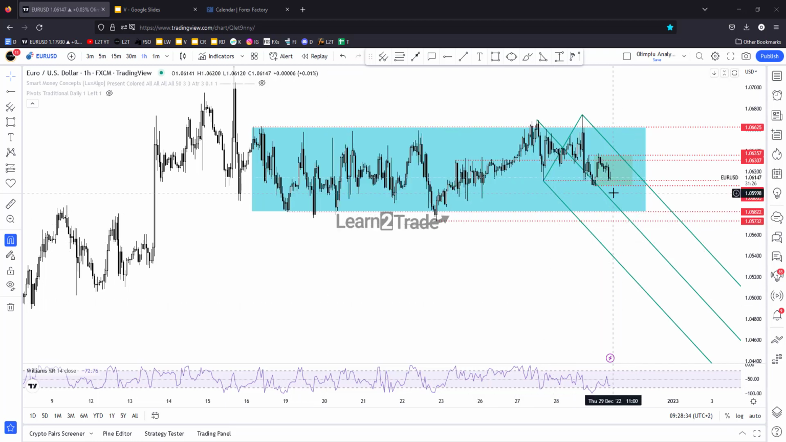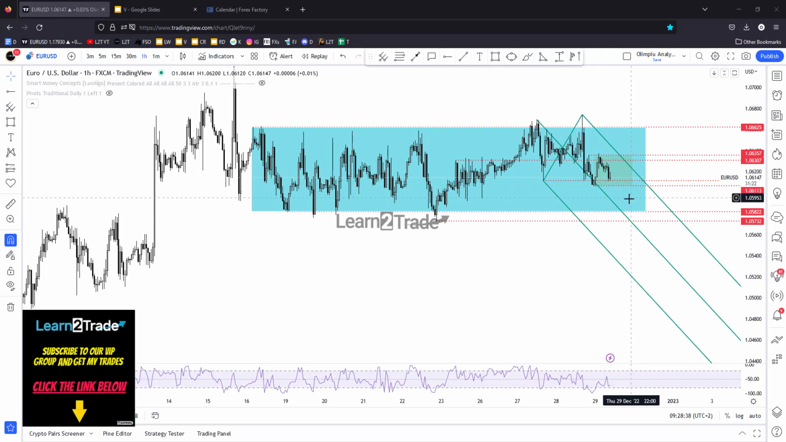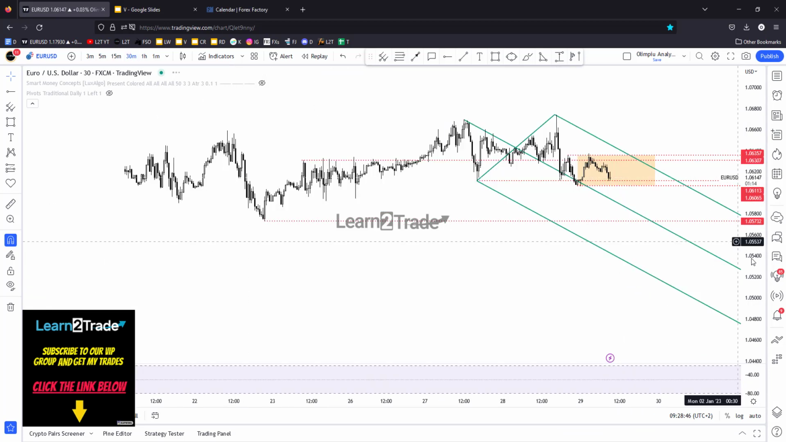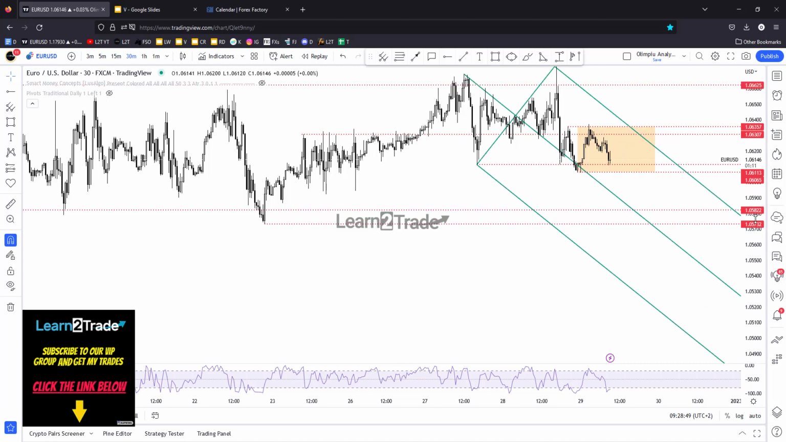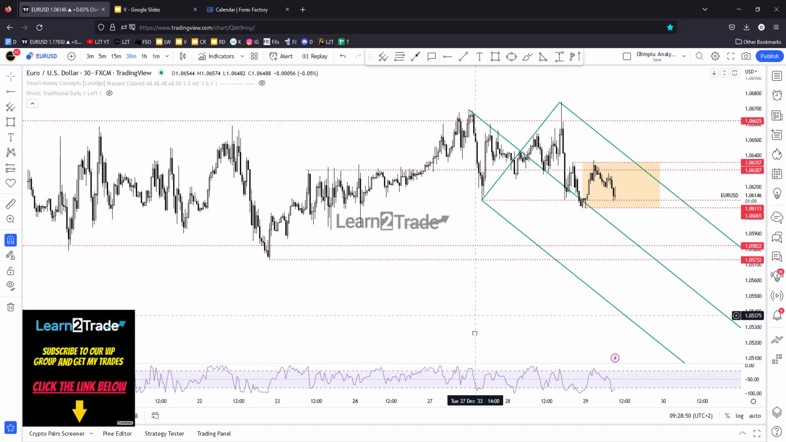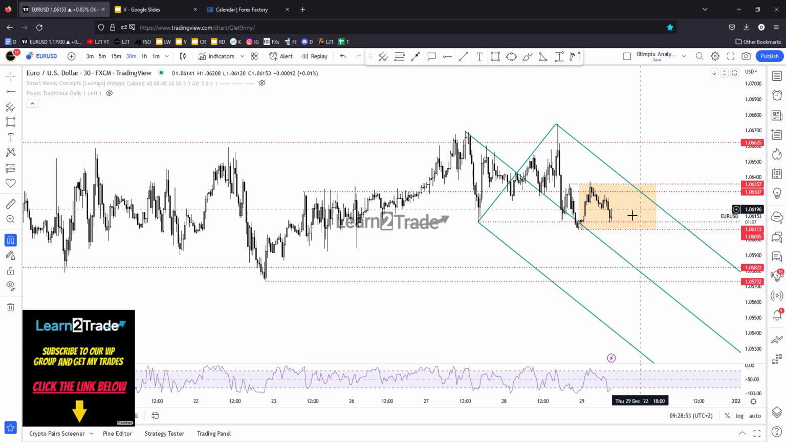But escaping from this minor range here, 1.0635, 1.0611, could bring me a potential opportunity, a clear direction in the short term. I will keep an eye on this minor range here, because this could bring me a potential short.